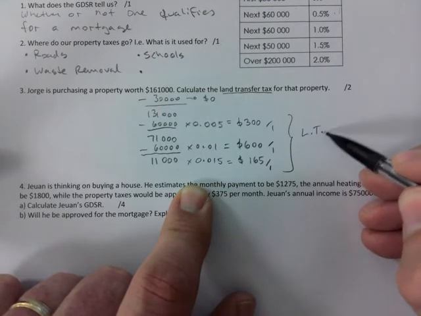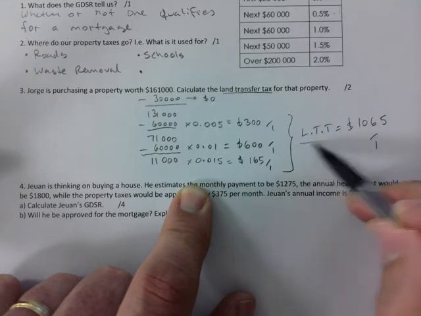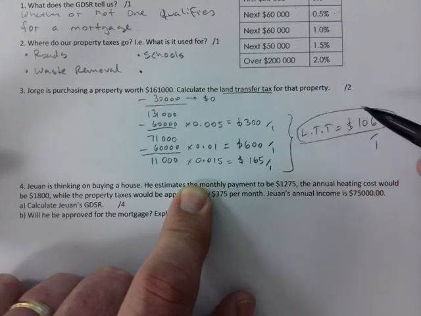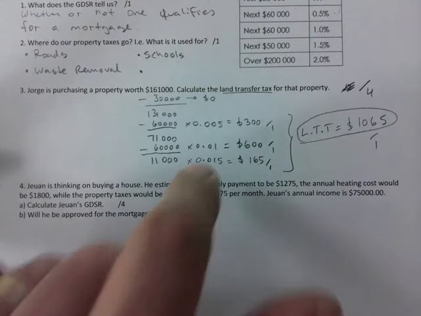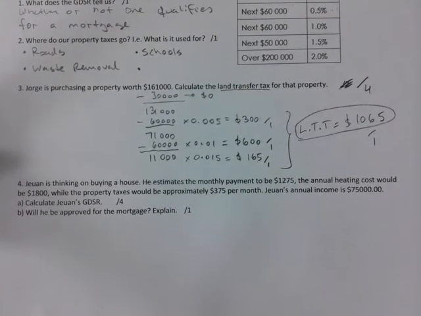And so land transfer tax is the combination of all those, and that'll be 1,065. You get another mark for that. So obviously we're going to change this total to out of 4. I usually on a test give half marks. That's why this would normally be a 2, but it's easier to just give full marks, so then it's nice and easy to add it up.